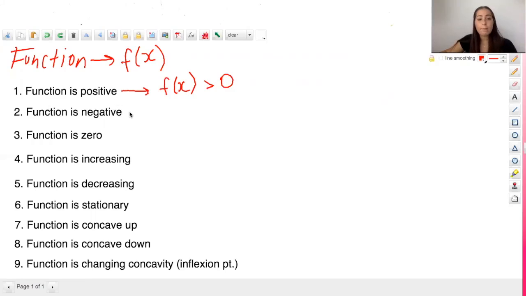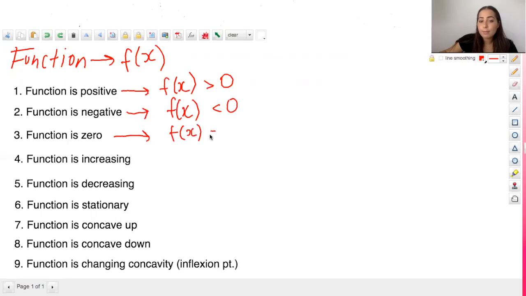The next keyword is if the function is negative. So f of x is less than 0 because it's negative. And finally, if the function is 0, then f of x equals 0. Okay, next we'll move on to these keywords.